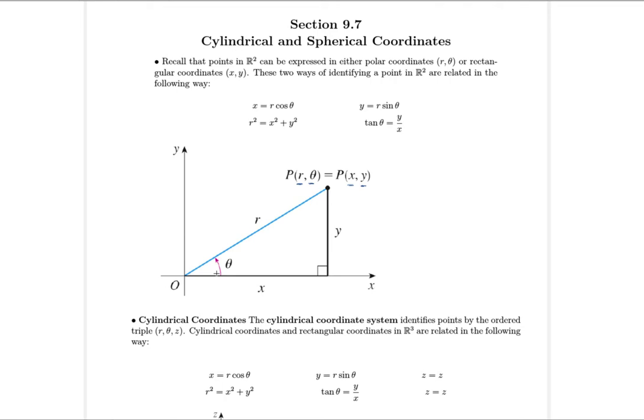And then using trigonometry, what we know is that the relationship between these 2 coordinate systems is that the x is always r times the cosine of theta, just from right triangle trigonometry. The y is r times the sine of theta. But then we also know that x squared plus y squared gives us r squared. And the tangent of theta is the opposite over the adjacent, so y over x. So that's polar coordinates. So when we talk about cylindrical coordinates, that is just the 3-dimensional version of polar coordinates.